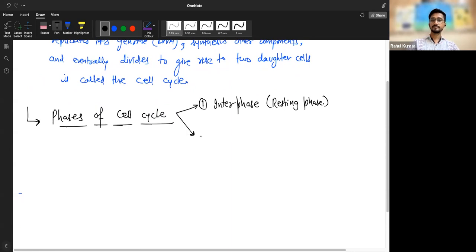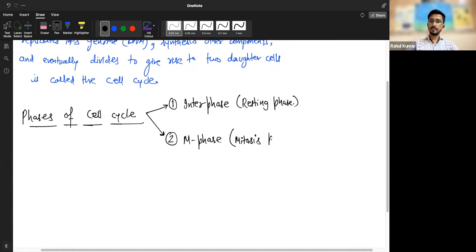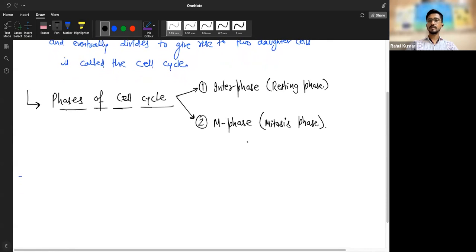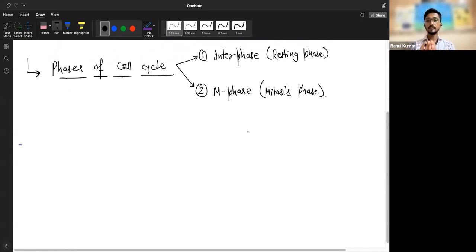Second is called M phase. The word M stands for mitosis. It is a cell division type. It can also stand for meiosis, but for the sake of simplicity, we will first discuss mitosis. Do you know about mitosis and meiosis also, everyone? If not, then we can spend some time there. Tell me, are you clear about mitosis and meiosis?